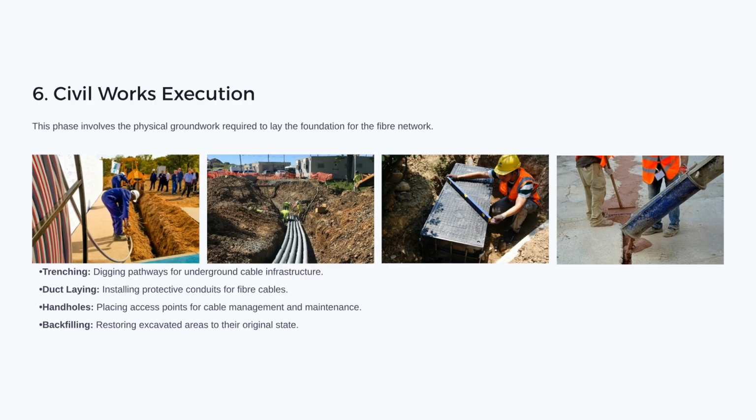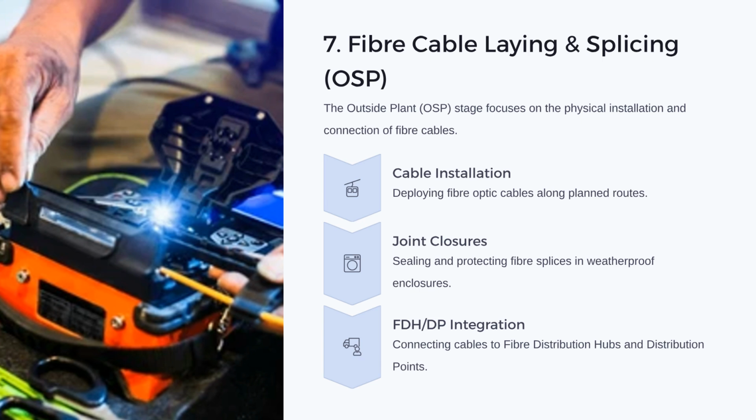Step 6 is civil works execution, the physical groundwork. This includes trenching for underground infrastructure, duct laying for cable protection, placing handholds for access, and backfilling excavated areas. Fiber cable laying and splicing, or OSP, is Step 7.